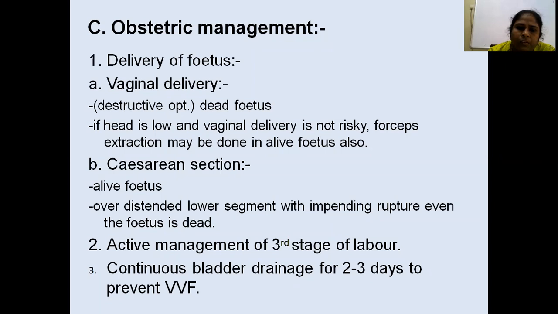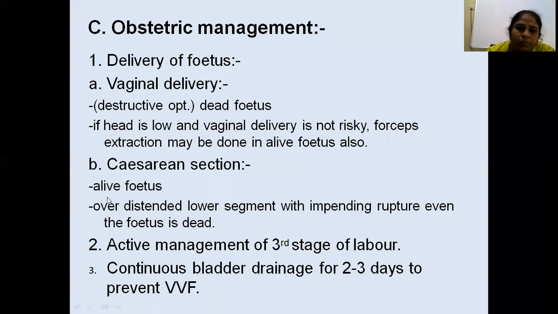In a rare case, in a live fetus also you can try, this is very rare, for vaginal delivery when the head is very low, that is almost full dilatation, and if the baby will come with the forceps, if you are sure of it, you can try for a vaginal delivery. And cesarean section is usually preferred in obstructed labor.